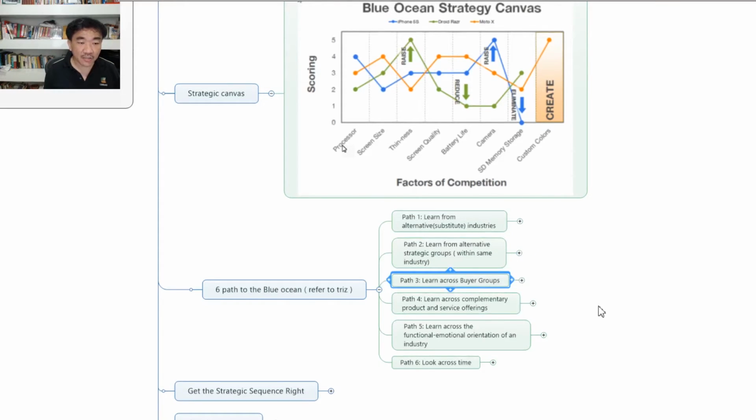The third one is you learn across the buyer group, like first tier customers, second tier customers, or third tier customers. You can segment the customer by income, by ethnic group, by geographic location, by age, by gender. The fourth is you learn from different offerings or products.